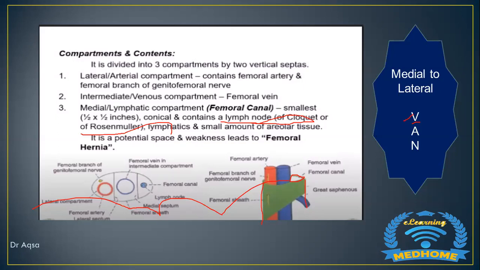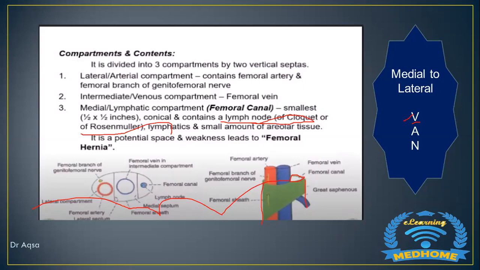It contains a lymph node, that is the lymph node of Cloquet, which drains the clitoris, and a small amount of areolar tissue. This femoral canal is the site from which a femoral hernia can happen. The importance of this femoral canal is that it's a weakened area from which femoral hernia can happen.